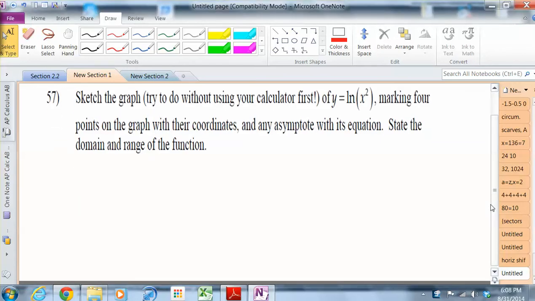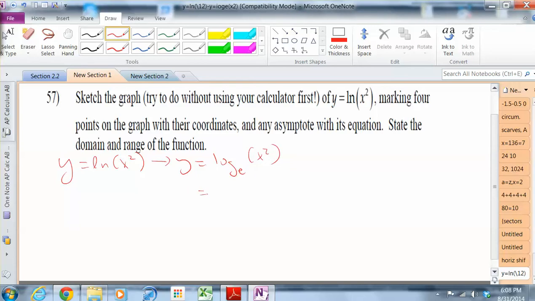Let's ask ourselves, what is a log equation? What does that really mean? So y equals ln x squared is equivalent to saying y equals log base e of x squared. Now if I transform that to an exponential equation, I would have this, or we could say x equals plus or minus the square root of e to the y power.